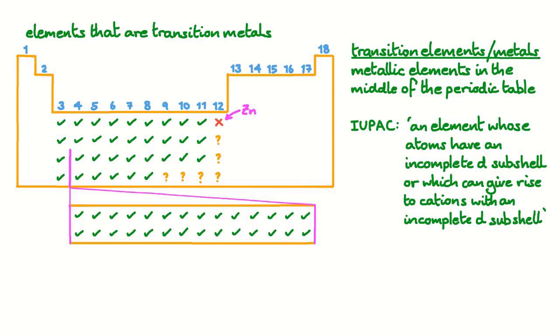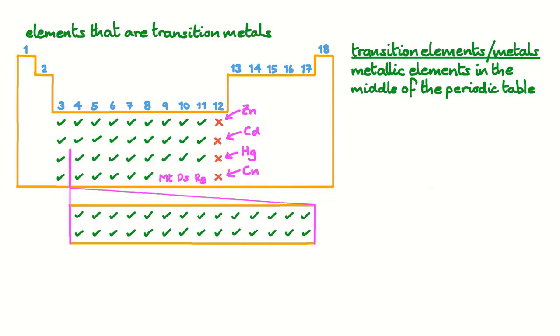Almost universally, zinc is not included. The status of cadmium and mercury is hotly debated, and for some of the heavier elements, there hasn't been enough experimental data to make a clear decision. But in practice, elements in group 12 of the periodic table are not considered transition elements.